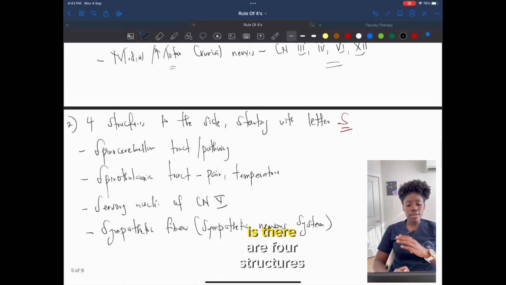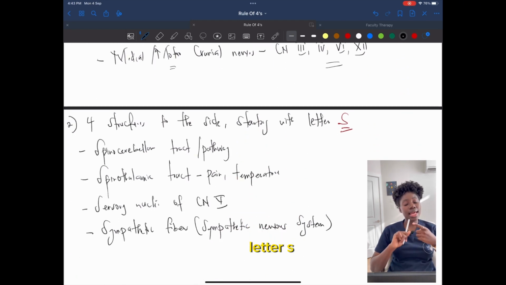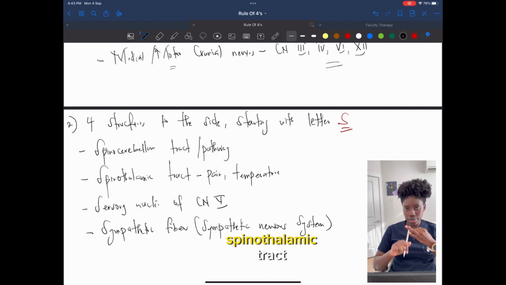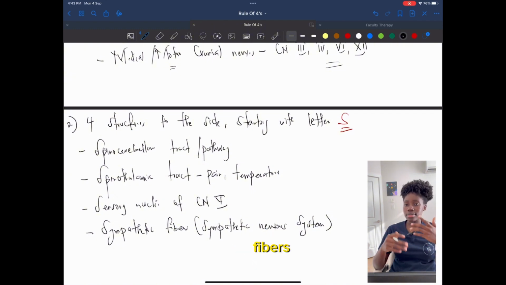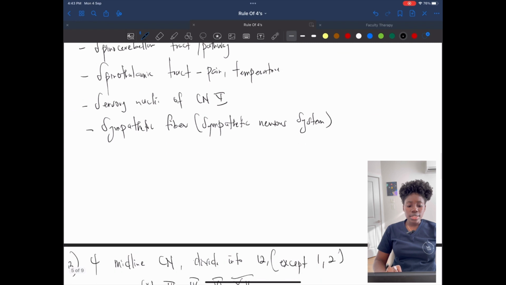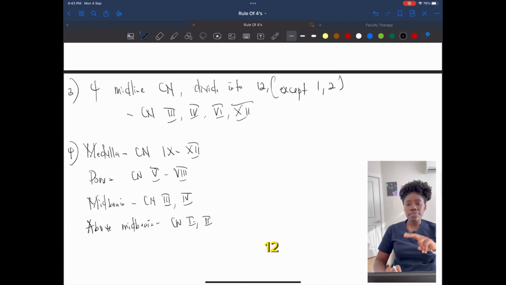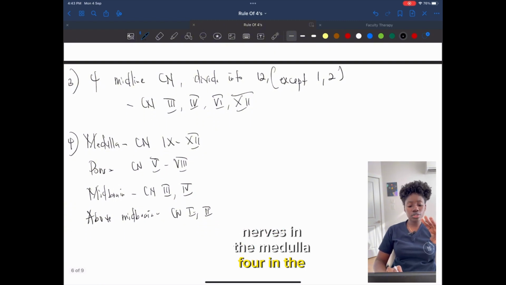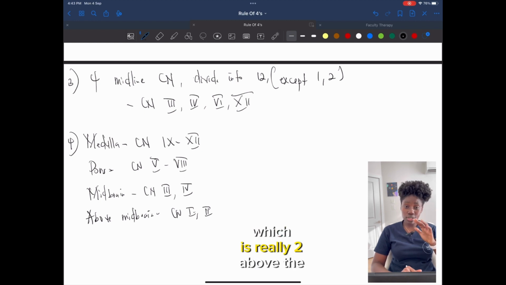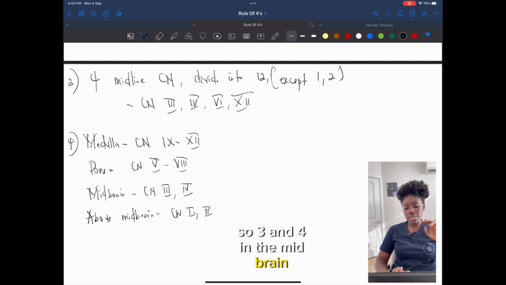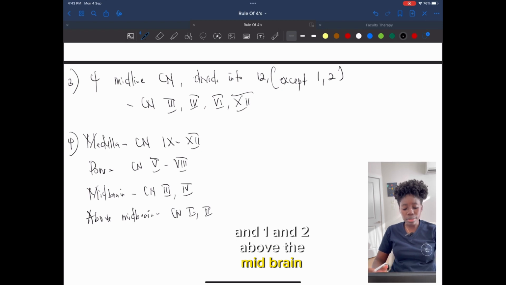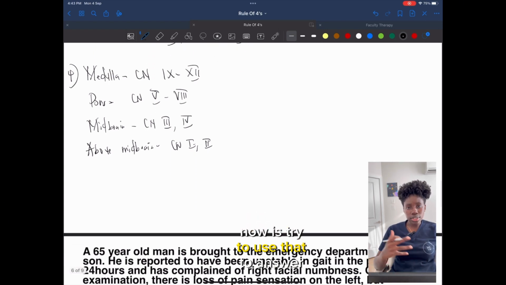The second rule is that there are 4 structures to the side in the brainstem that start with the letter S: the spinocerebellar tract, the spinothalamic tract, sensory nuclei of cranial nerve 5, and sympathetic nerve fibers, the fibers of the sympathetic nervous system. There are 4 midline cranial nerves that divide into 12, except cranial nerves 1 and 2, which is a bit of a repetition, but that's cranial nerves 3, 4, 6, and 12. And there are 4 cranial nerves in the medulla, 4 in the pons, 4 in the midbrain, with really 2 above the midbrain. So 3 and 4 in the midbrain, and 1 and 2 above the midbrain. What we're going to do now is try to use that to answer questions.